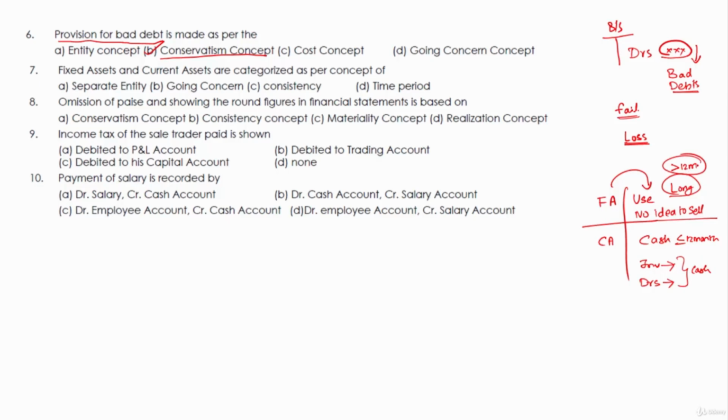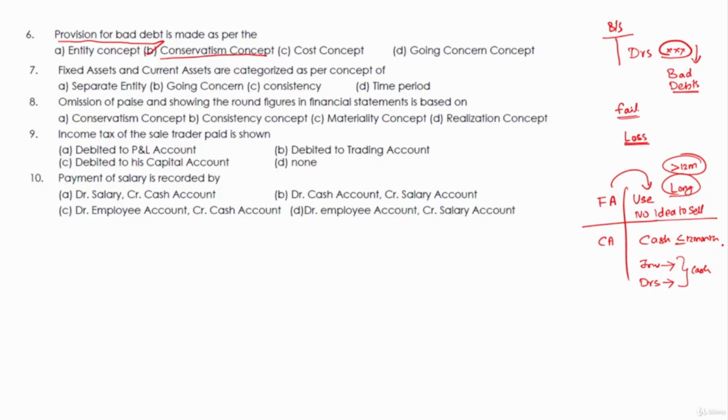So fixed assets are something which are going to be with you, which are going to help you in running the business for a period of more than 12 months. It is going to give you future benefit for a period of more than 12 months. Whereas current assets are something which you can convert into cash within a period of 12 months. So fixed assets are greater than 12 months, current assets are up to 12 months.